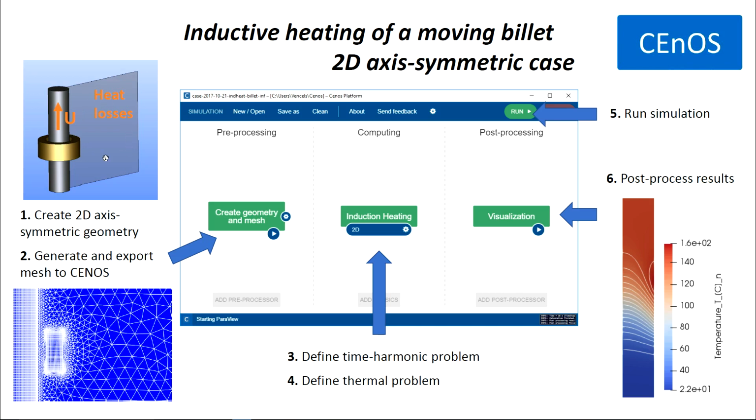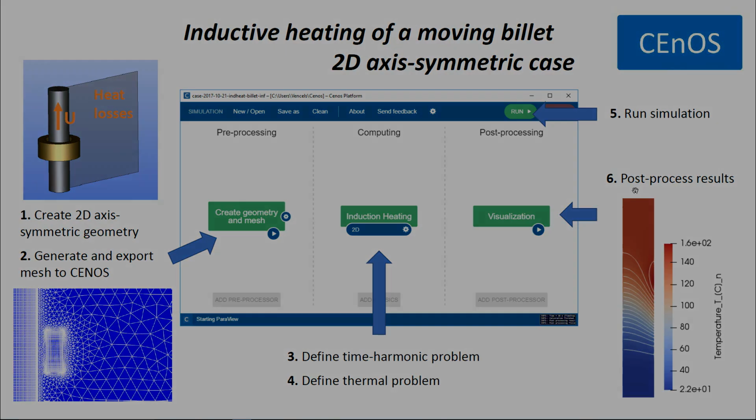To solve this problem, first we will create 2D axisymmetric geometry, then we will generate and export mesh to CENOS. Later we will define time harmonic electromagnetic problem and define thermal problem. Later we will run the simulation and finally we will post-process our results. So let's begin with the first step.